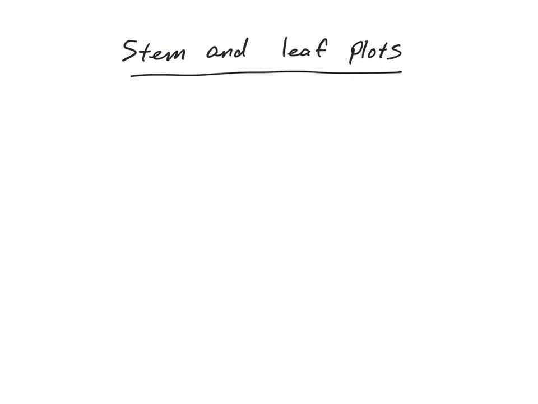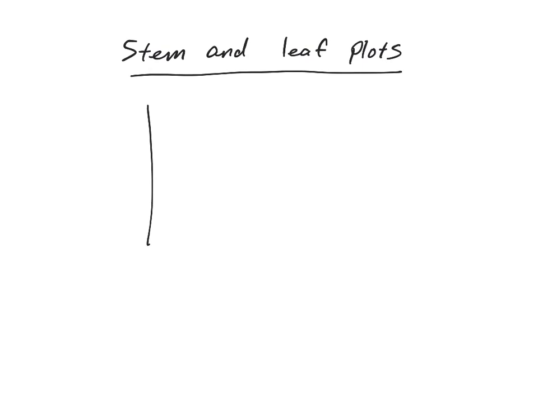So today we're talking about stem and leaf plots. Stem and leaf plots are used to show distribution. They're used to organize data points quickly. They're used just to visualize lots of numbers. If you've got a large set of numbers, it's just a quick and easy way to organize things.